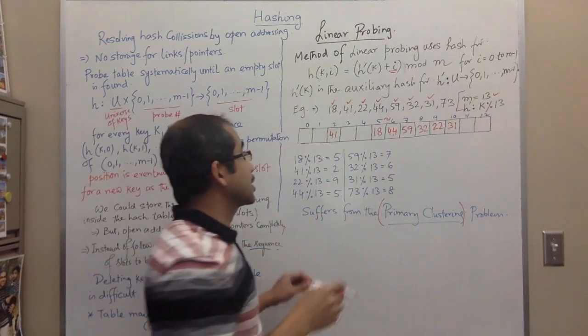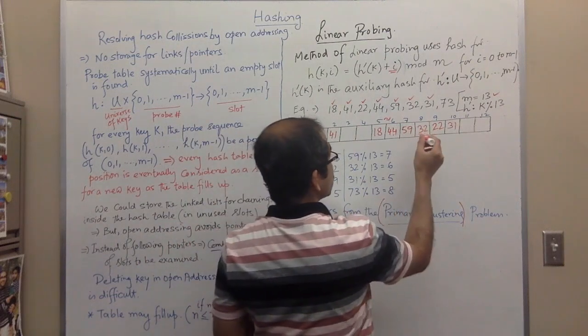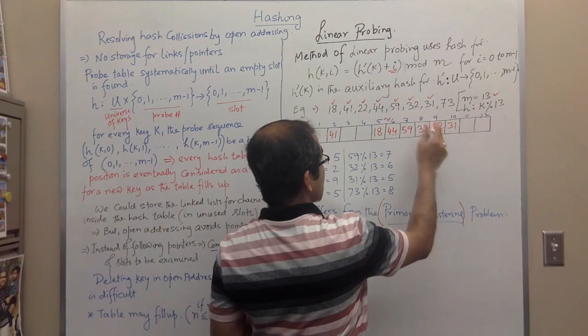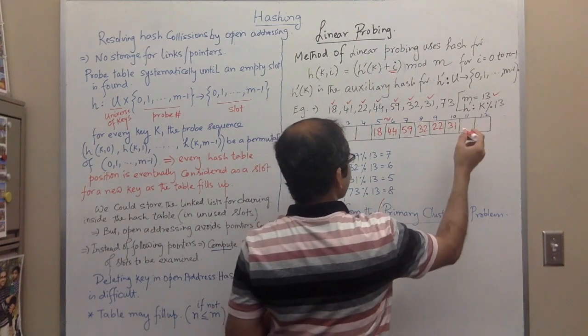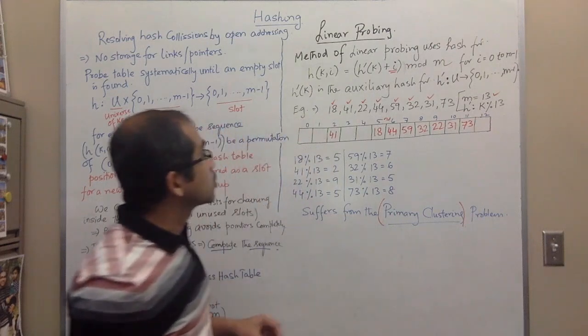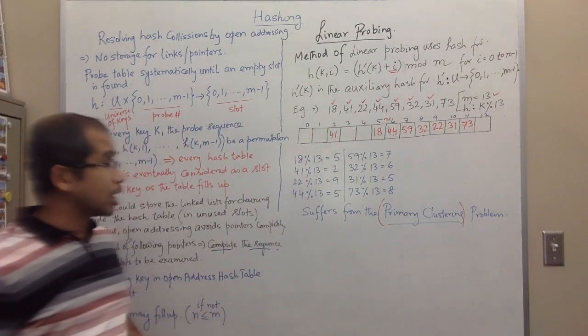Now the last one is 73. 73 modulo 13 is 8, so it should go to 8. But when you go to 8, we find it's full. The slot is occupied. Then you go linearly to 9, 10, and 11 is available. So 73 goes to 11. So I hope you understood the concept of linear probing.